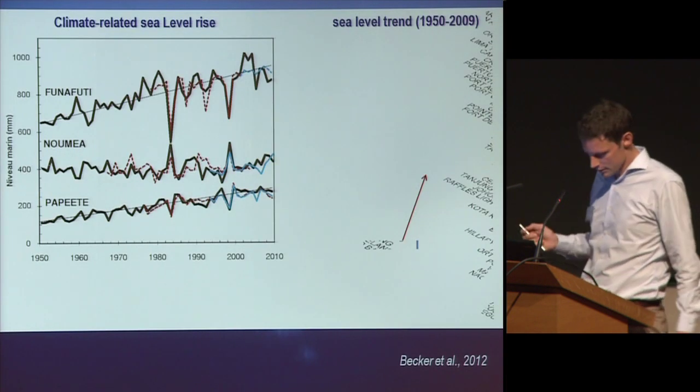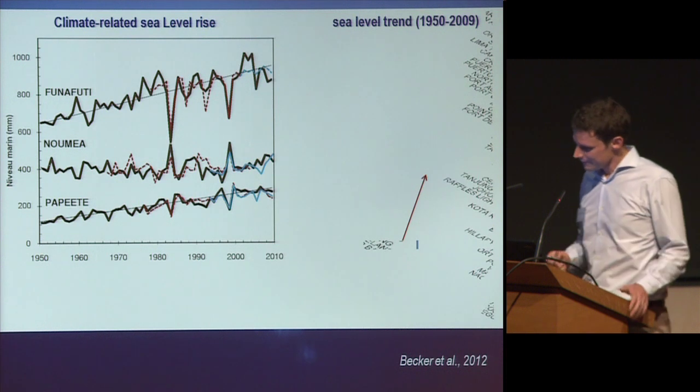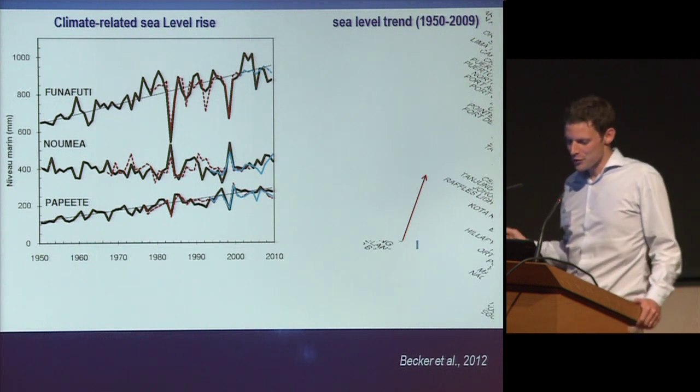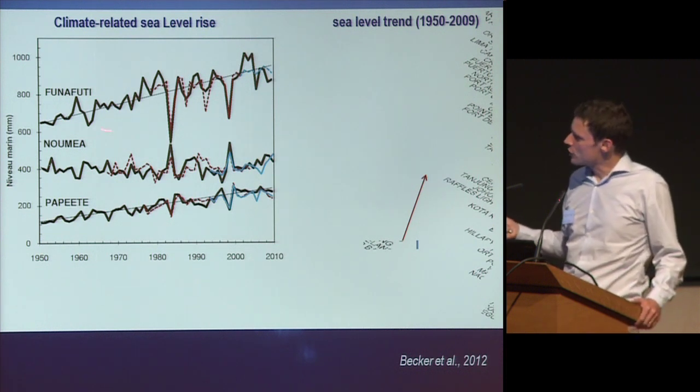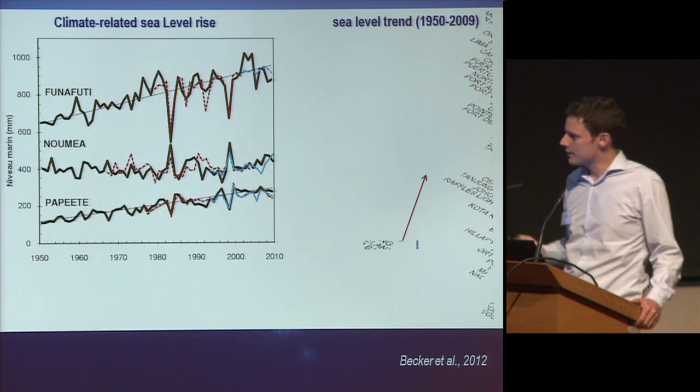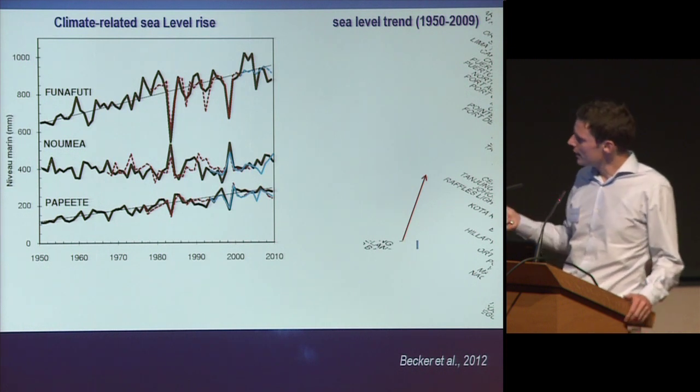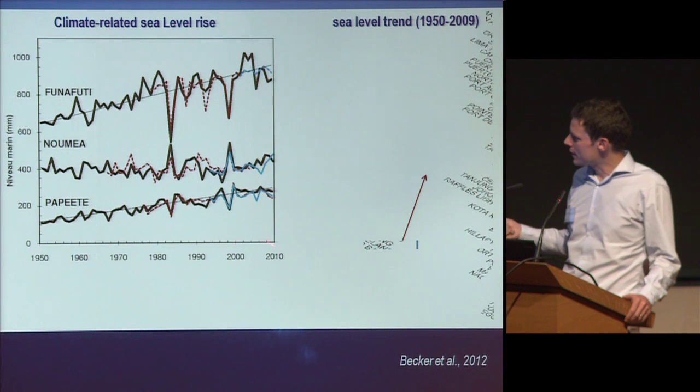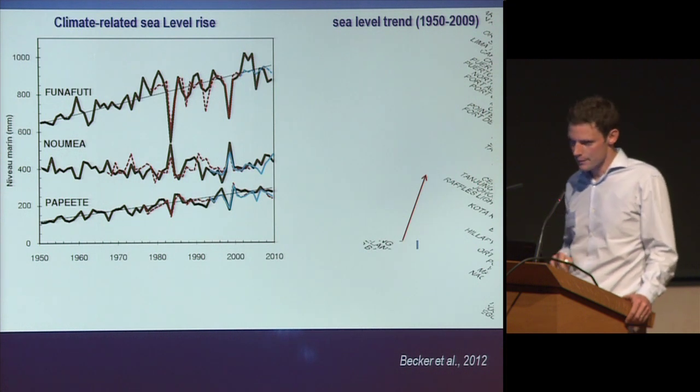There is a problem here. So when we have a reconstruction, we deduce from some places of interest, here Funafuti, Noumea, Papeete, the sea level rise over the last 6 decades. You have in blue the sea level rise measured by satellite altimetry over the last 20 years, and in red, if available, the tide gauge records at the places of interest.